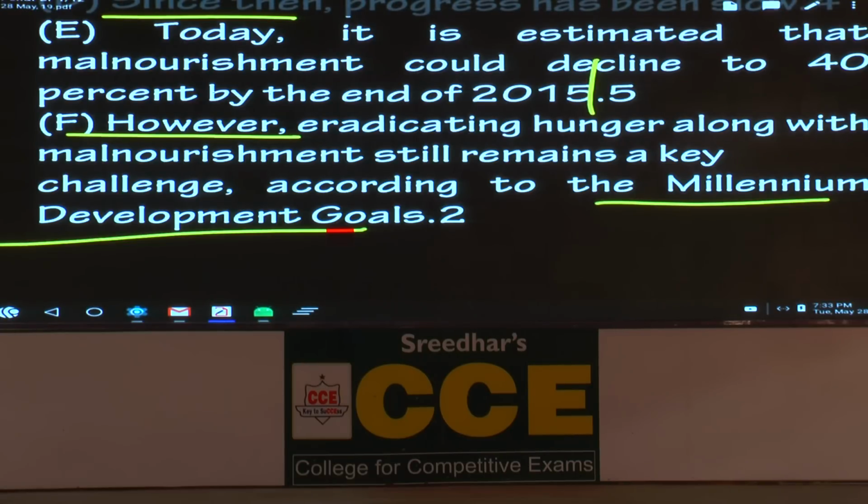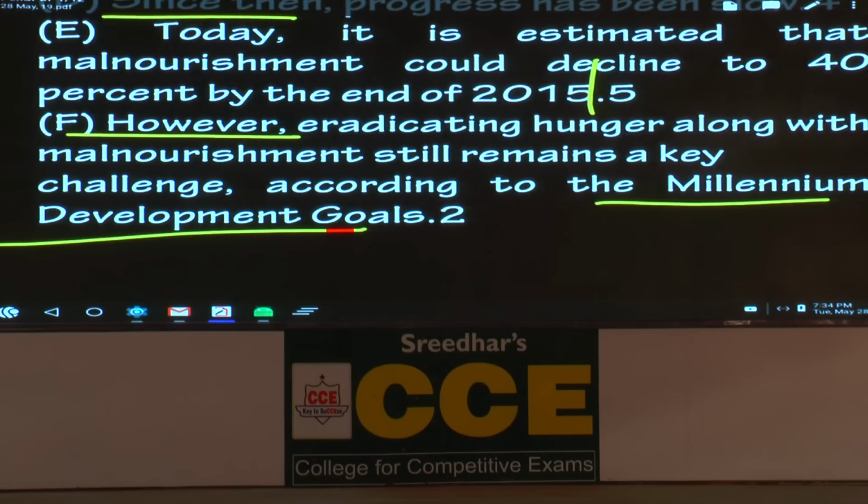You say, I have been successful. Still you want to add some contrasting idea. What will you say? I have been successful in a few exams, however, I haven't been successful when it comes to SBI. One talks about positive, the second talks about negative. Here the first sentence talks about moderate success. The second sentence talks about a contrasting view, which is focused more on the challenge. What is the challenge here? Eradicating hunger along with malnourishment still remains a key challenge. Then the writer says, based on what? According to the Millennium Development Goals.